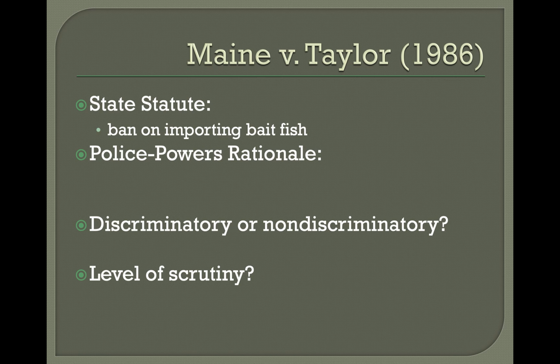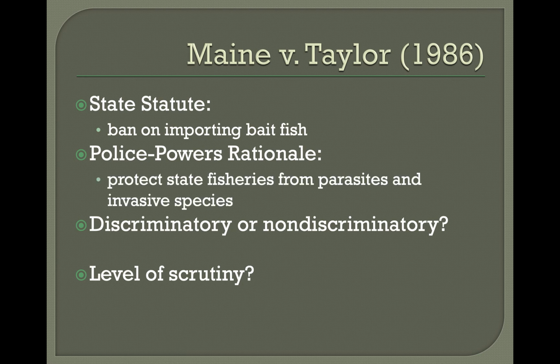So what's the justification for this? Well, the state says that it wants to protect state fisheries from parasites and from invasive species. So if we go over to Part 3A on page 3, we see two justifications there in that first paragraph. Right? For this threat of parasites that might infect the native Maine fish, and then the problem of non-native species. So the bait fish shipment from out of state might include other species within it, and if an invasive species gets into Maine waters, that could wreak havoc on the local ecosystem. So those are the justifications for this ban on importing bait fish.